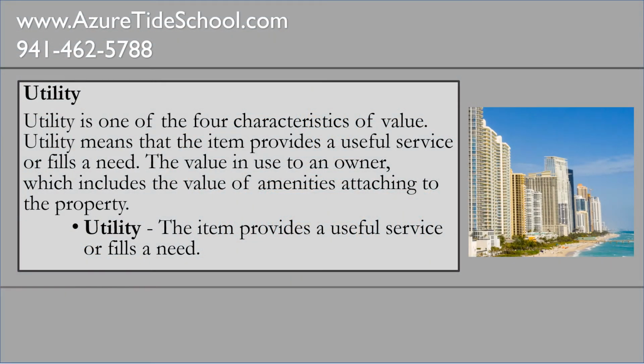Utility. Utility is one of the four characteristics of value. Utility means that the item provides a useful service or fills a need. The value in use to an owner, which includes the value of amenities attaching to the property. Utility is the fact that the item provides a useful service or fills a need.